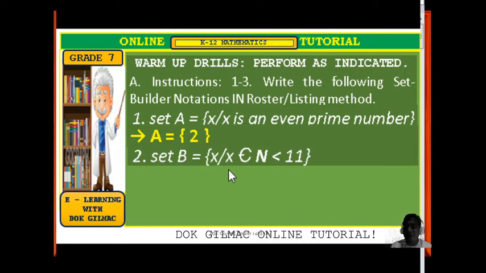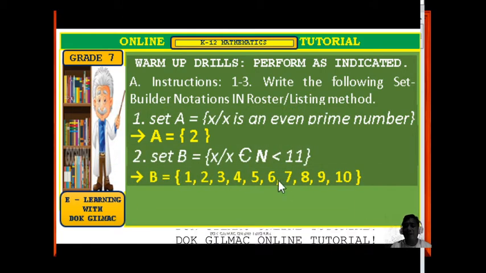Set B is equal to the set of X such that X is an element of N less than 11. Again, what is N? This is simply a natural number. And when we talk about natural numbers, these are what we call counting numbers. So from 1, 2, 3, 4, 5, 6, 7, 8, and so forth and so on. Now, if we are to determine the elements of set B here, there are only 10 elements. Take note, 11 is not included. So we have set B is just equal to 1, 2, 3, 4 up to 10. So take note of that.